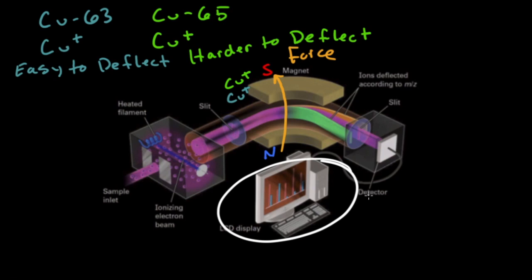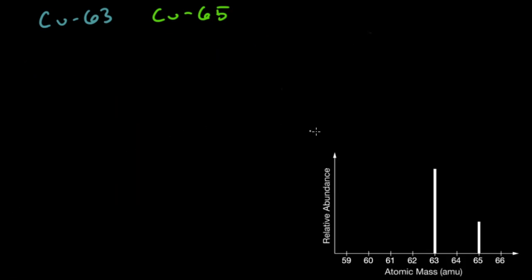Now let's look at how we can read some data like this and interpret this graph. Here's an example of a mass spectrometry graph, and let's talk about how we can analyze it. This 63 right here and this 63 right here, you might be thinking, are those the same number, or do they come from the same value? Technically they're not the same.